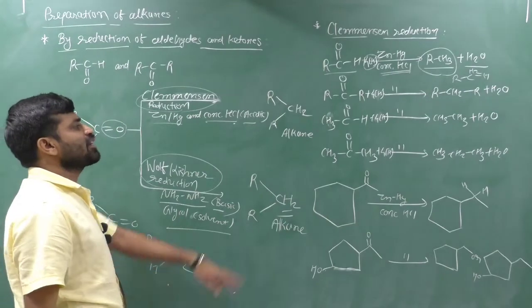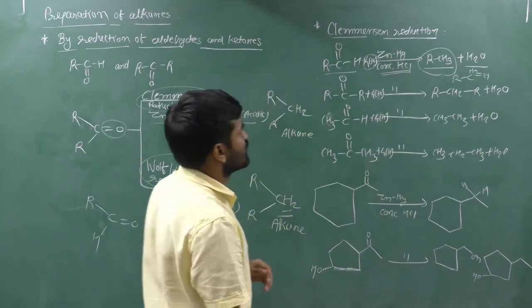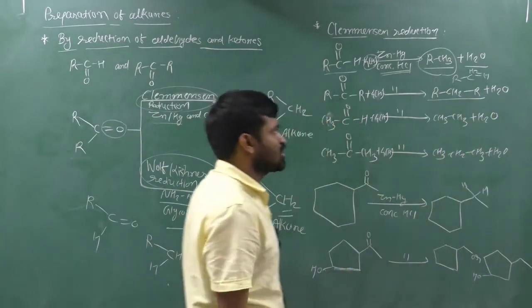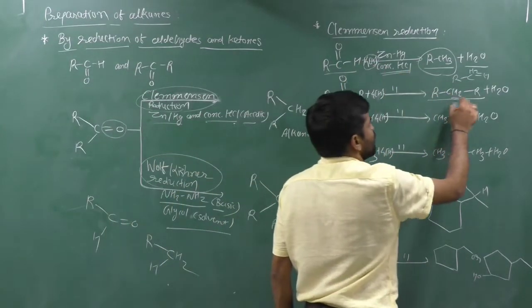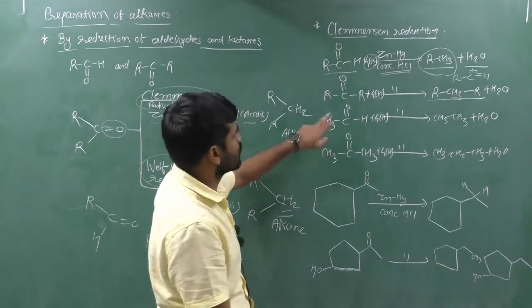Suppose we have a ketone, RC double bond OR, and we carry out the same reagent, ZnHg and concentrated HCl. It supplies 4 hydrogens and we get RCH2R plus H2O. Here the oxygen is removed and two hydrogens are added, clear. Next, now we take some particular examples.